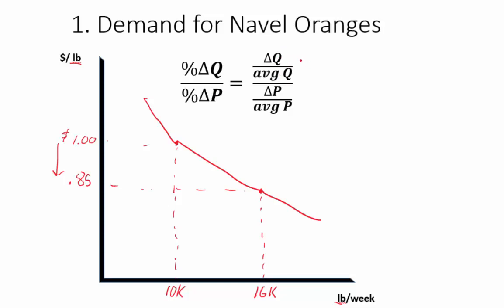Our delta Q is 6. Our average Q is just the midpoint between 10 and 16, or 10 plus 16 divided by 2. It's going to be 13. And I don't need to write the zeros in there. I could if I needed to, but either way, the division problem will be the same. My delta P is 15 cents. And my average P is going to be the midpoint between those, or the average, 0.925.